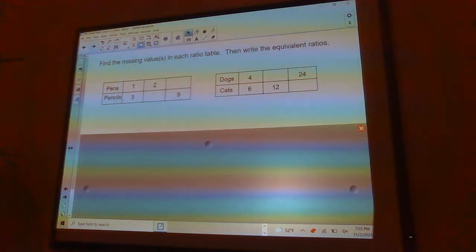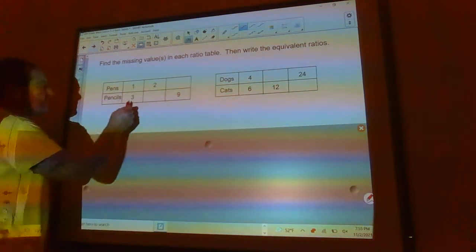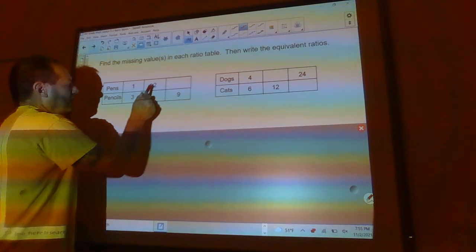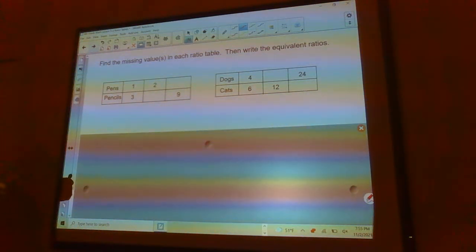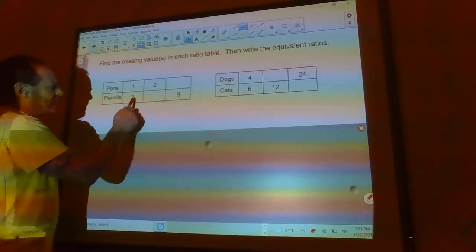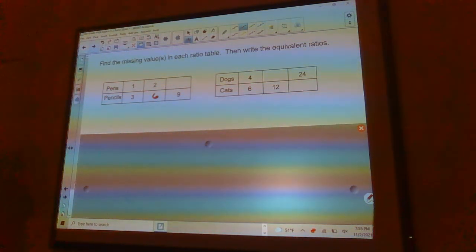Okay, so find the missing values in each ratio table. If I have a ratio of 1 to 3, and I go to 2, I want to know how much is going to be down here. If I have 2 pencils and I have the same ratio in each one, I want to know how many pencils I'm going to have. Well, I double this, so I can double this to be 6, and I get 2 to 6 is the same as 1 to 3.